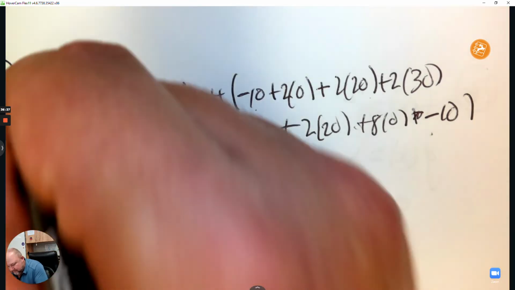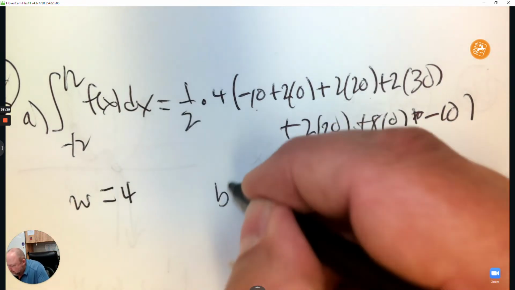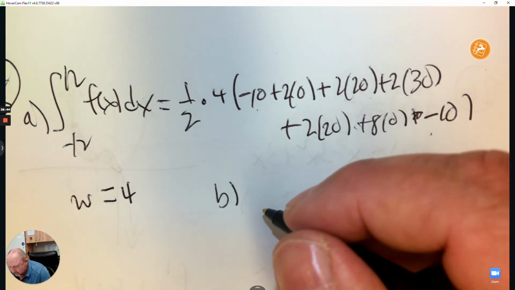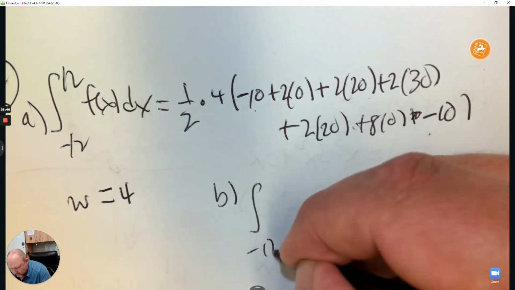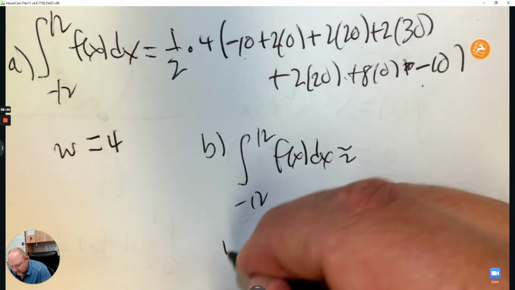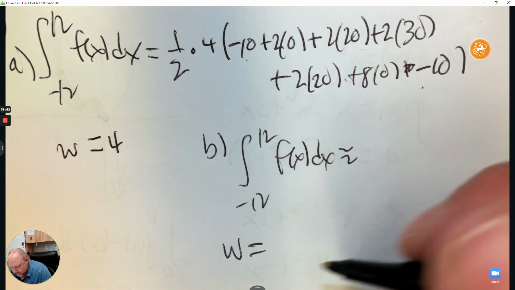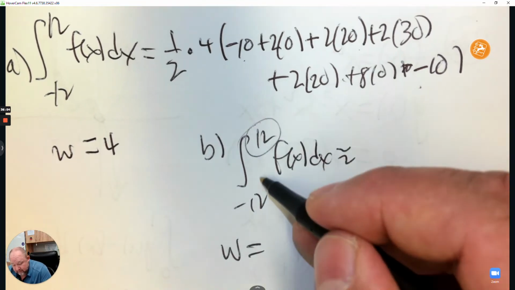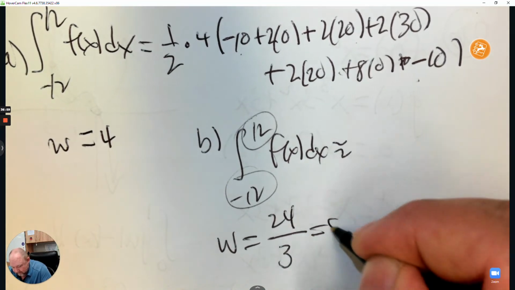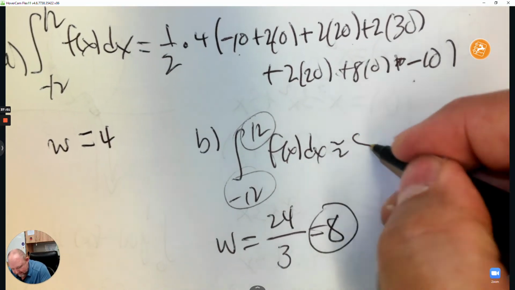For part B, use midpoint rectangles of equal width where n equals 3. Because they say n equals 3, first of all, write down what you're doing. To find the width now, you take the top, subtract the bottom, that's 24, divided by how many rectangles? So each rectangle is going to have a width of 8.